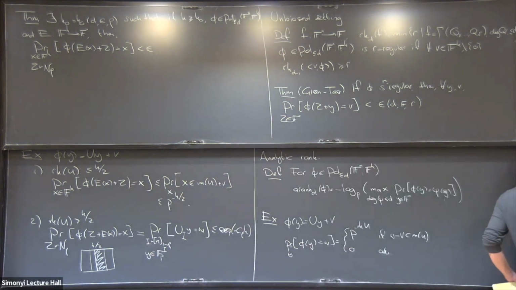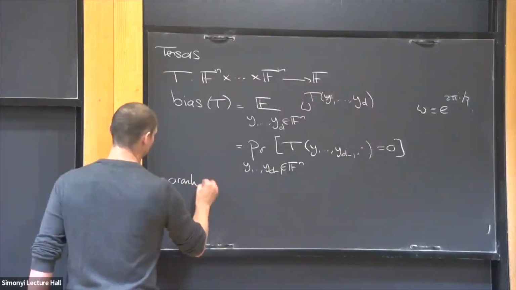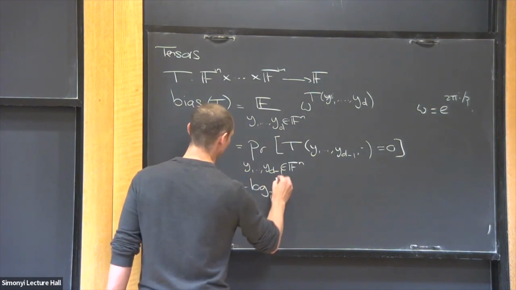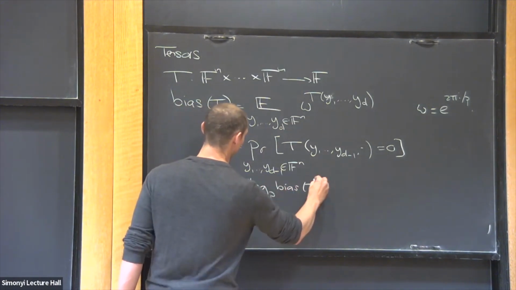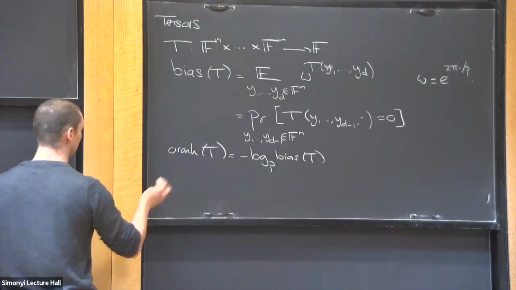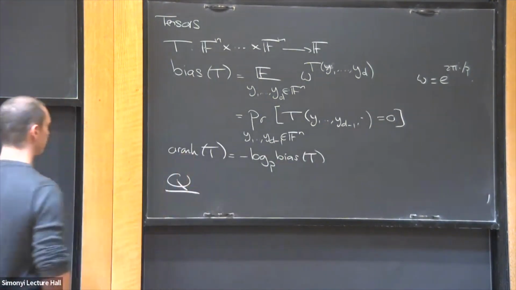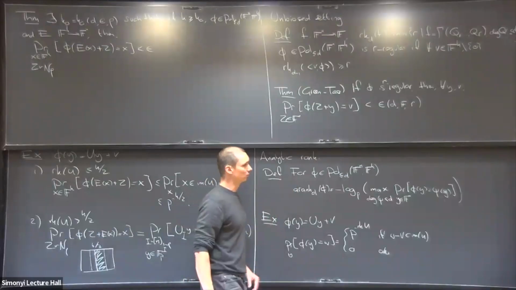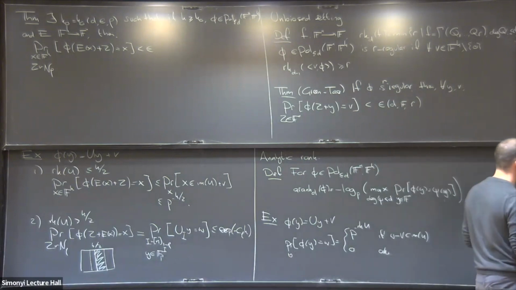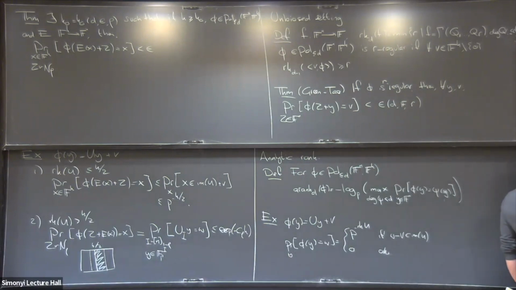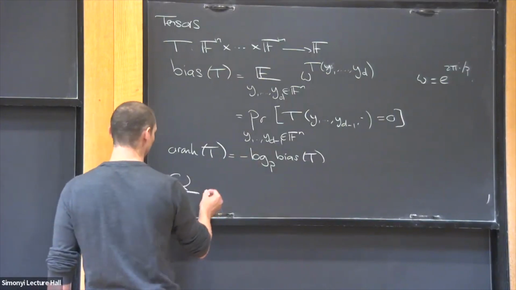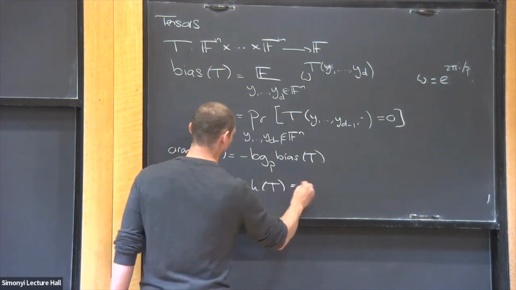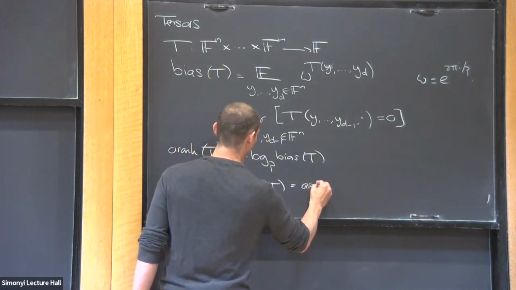Okay, so then the analytic rank of the tensor was defined by Gowers and Wolf as the minus logarithm base p of the bias of t. Okay. Now the question, for this aesthetic reason, we call this thing the analytic rank of polynomial maps. And now the question is if these two things are equal for these multilinear maps. So is the analytic rank of this tensor equal to the analytic rank?